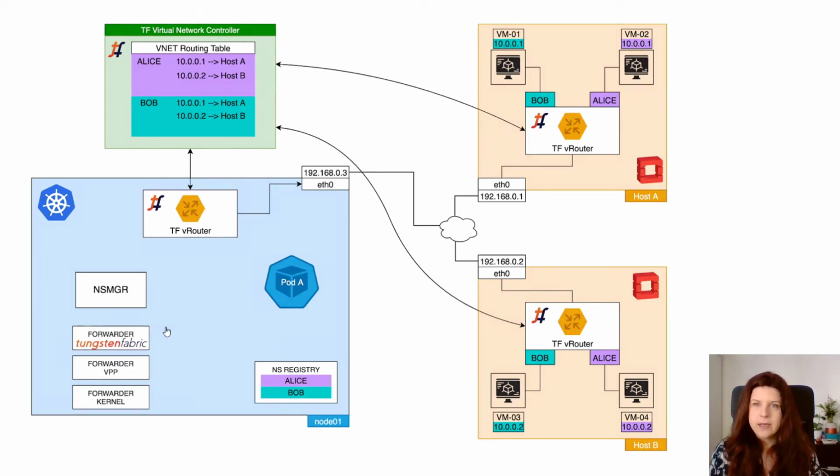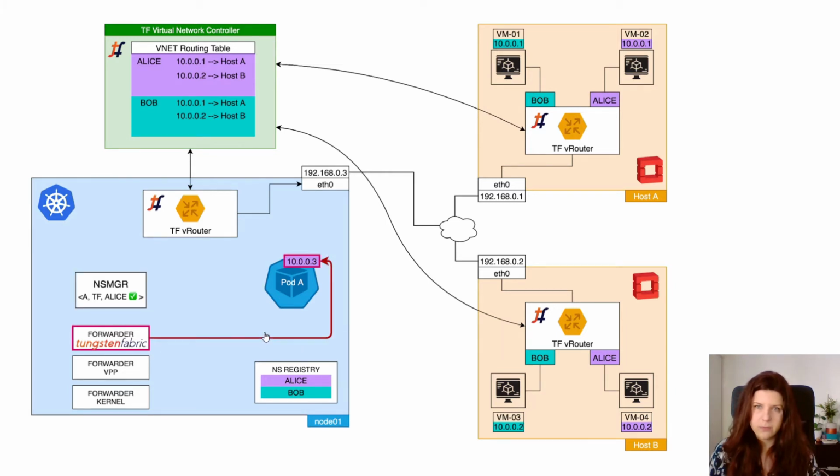Okay, so again, pod A wants to connect to the network. So it creates a request to the Network Service Manager to attach to a network. But this time it says it wants to use the Tungsten Fabric forwarder, and it still wants to connect to Alice network. Okay, so the Network Service Manager takes over, and it asks the Network Service Registry, is Alice there? And yes, it is. So the response goes back, and now the Tungsten Fabric forwarder takes over.